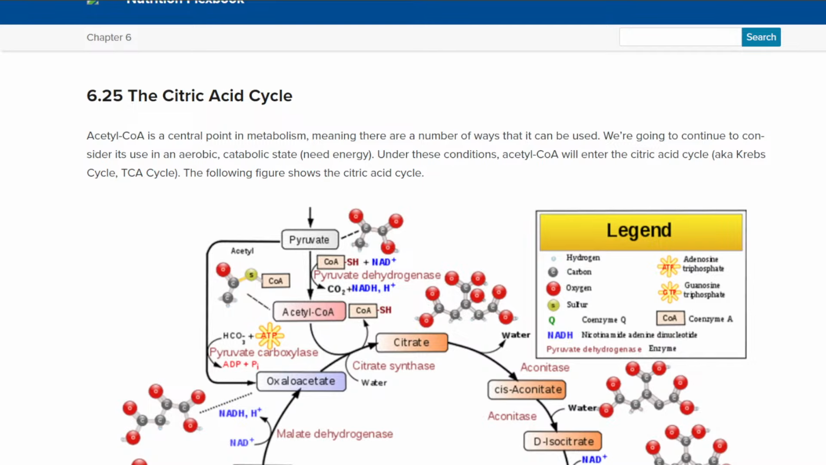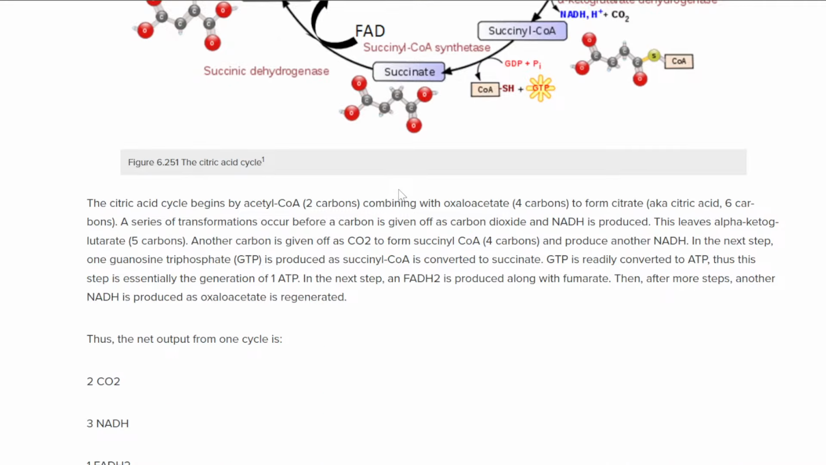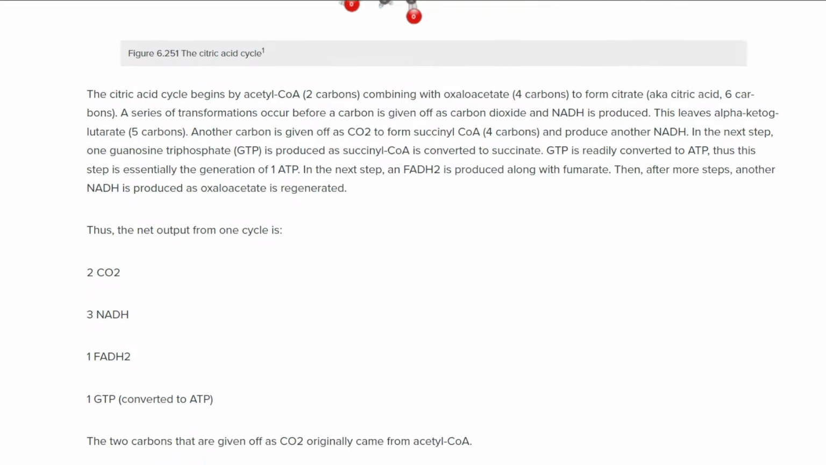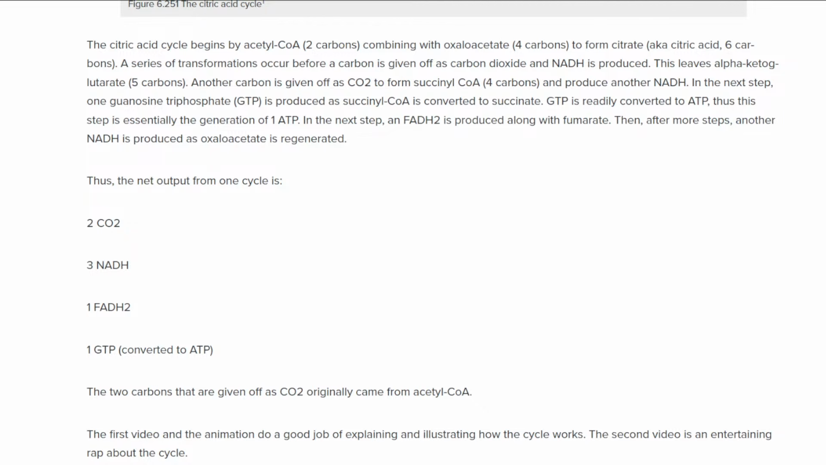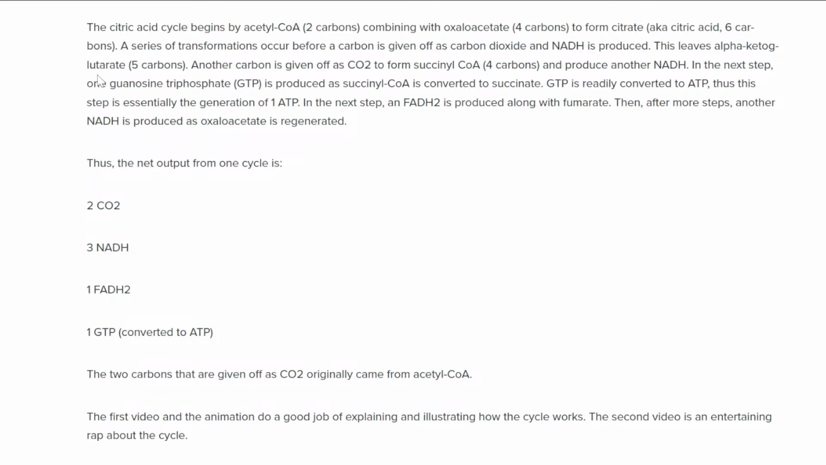Multiple theories can be used. We're going to consider an aerobic catabolic state that needs energy. Under these conditions, acetyl CoA will enter the citric acid cycle, known as the Krebs cycle or TCA cycle. And it shows it: the citric acid cycle begins with acetyl CoA, or 2 carbons, combining with 4 carbons to make citric acid, or 6 carbons. A series of transformations occur, carbon dioxide is given off and NADH is produced. This leaves alpha ketoglutarate, which is 5 carbons.